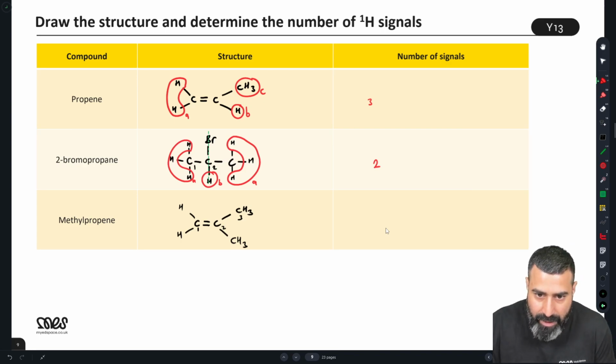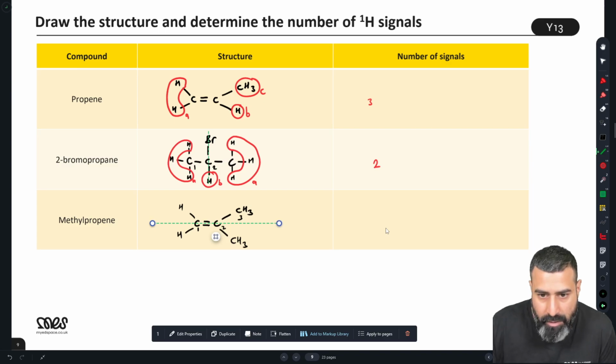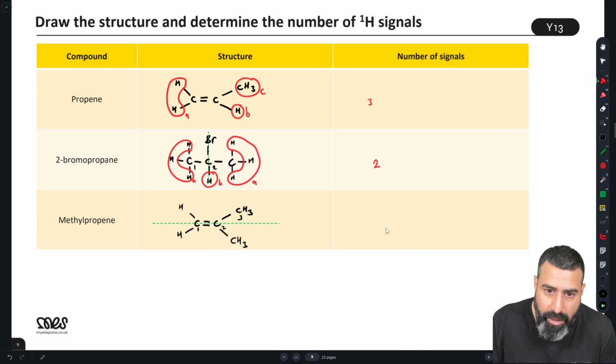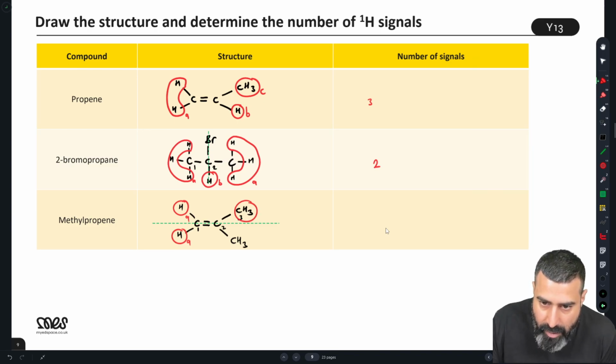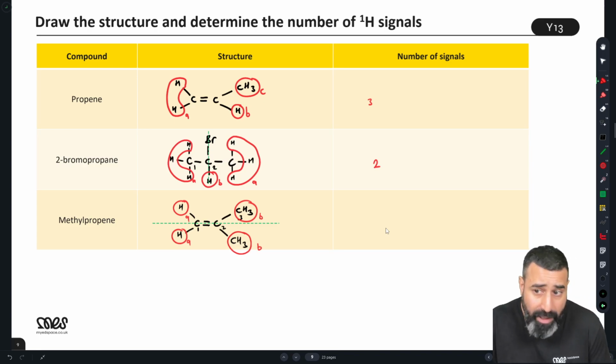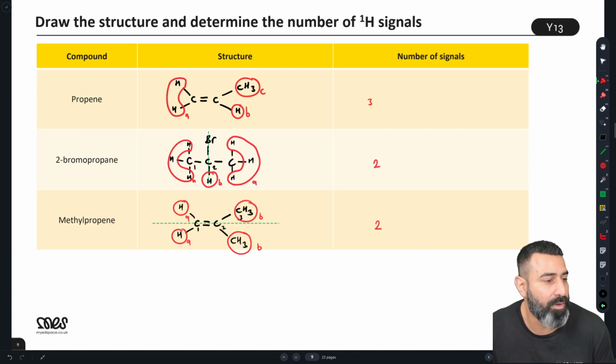So, do we have a plane of symmetry anywhere? Yeah, we do. You can think about it like this. So, these guys are exactly the same. So let's give them the same label as A. And then these guys are also exactly the same. And we're going to give these the label of B. So we have 2 distinct chemical environments.